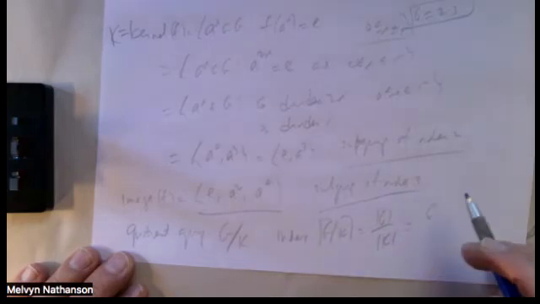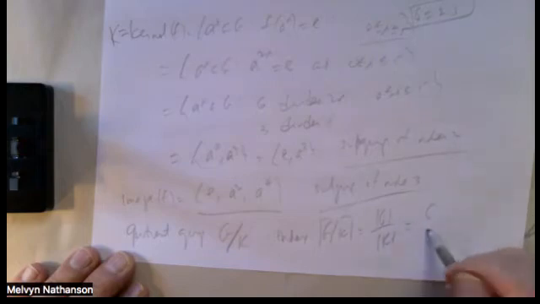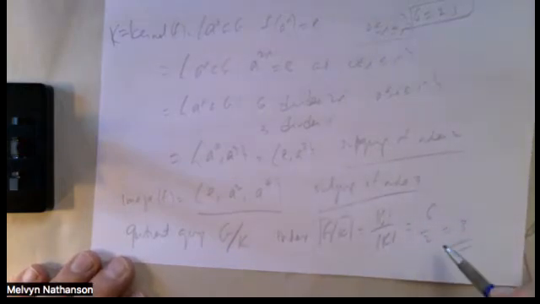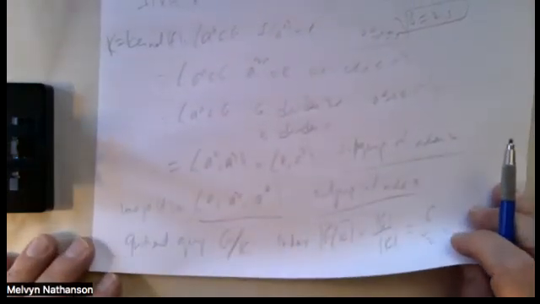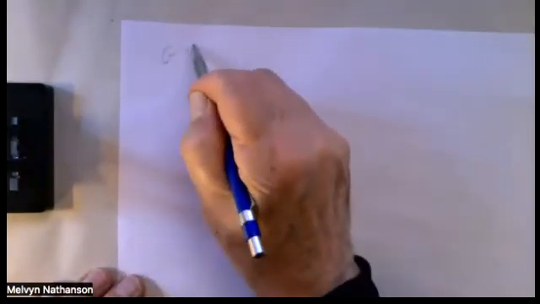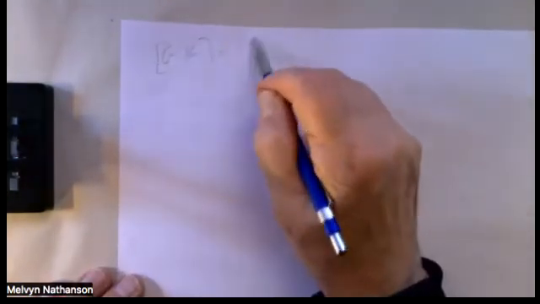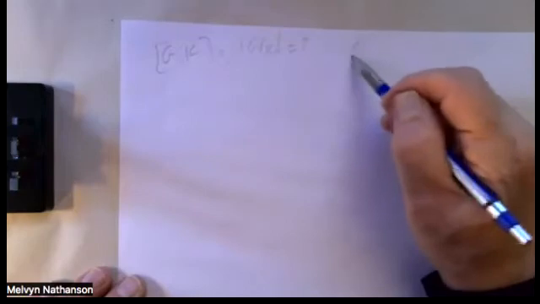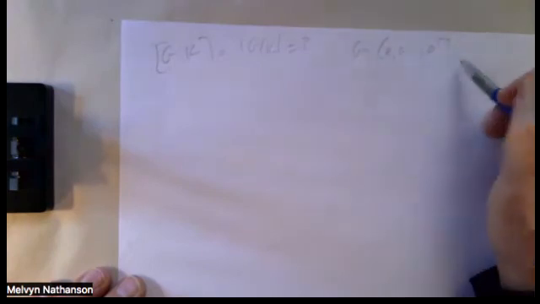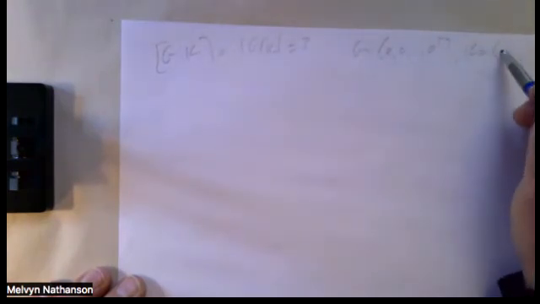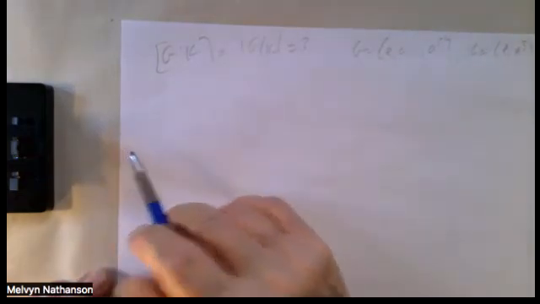The order of G is 6. The order of K is 2. So there are going to be 3 cosets. So the index of G and K, which is the number of cosets, is 3. Remember, G is the 6 powers of A. K is just E and A cubed.